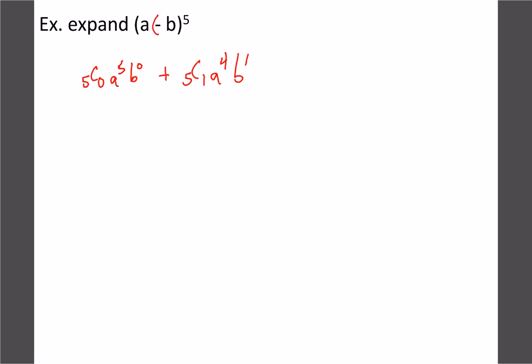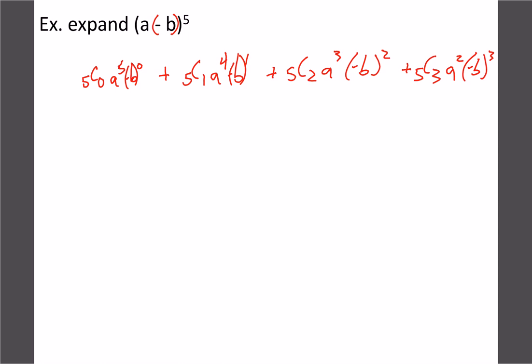So what you want to do is treat the negative as part of the b. So we'd actually have negative b to the 0 and negative b to the 1. And then our next one would be 5c2, a to the 4th, negative b to the 2. And let's do one more, 5c3, a to the, wouldn't be a to the 4th, that last one. Let me fix that, it'd be a to the 3. So our next one would be 2, and then negative b to the 3, and so on.